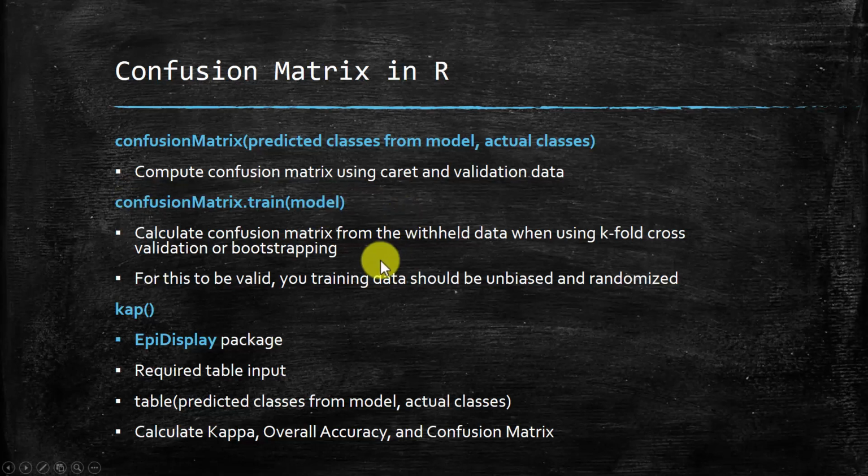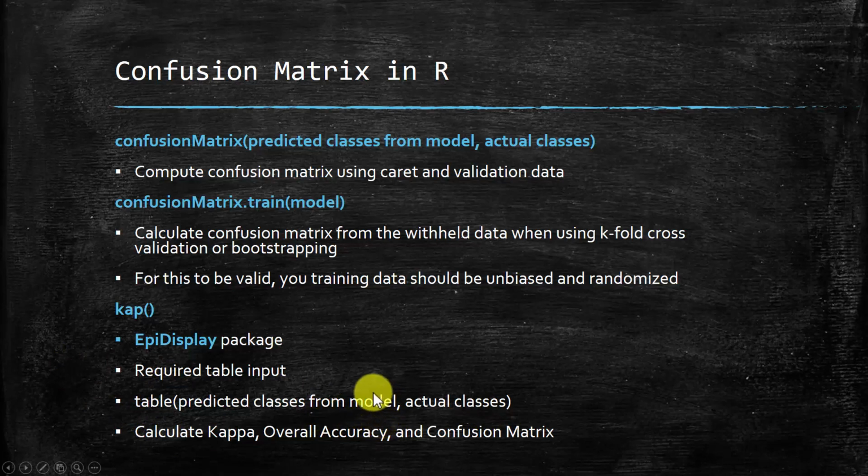If you want to create a confusion matrix outside of caret and specifically calculate the kappa statistic, you can do that using the cap function, which is part of the epiDisplay package. Basically, you have to produce a table. The first argument will be the predicted classes from the model, and the second argument will be the actual classes, so the validation. And then from that, you can calculate kappa and overall accuracy, and it will produce a confusion matrix.